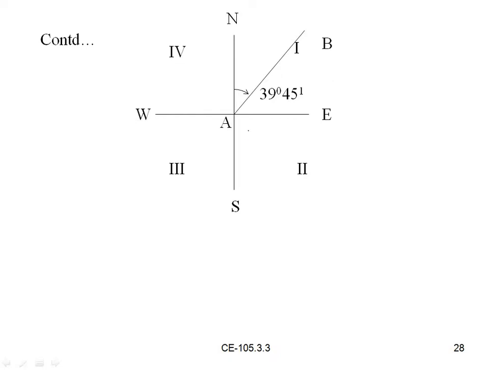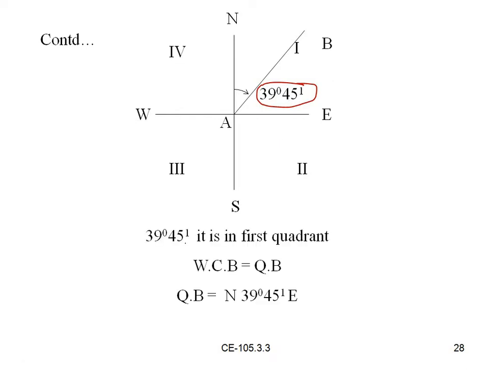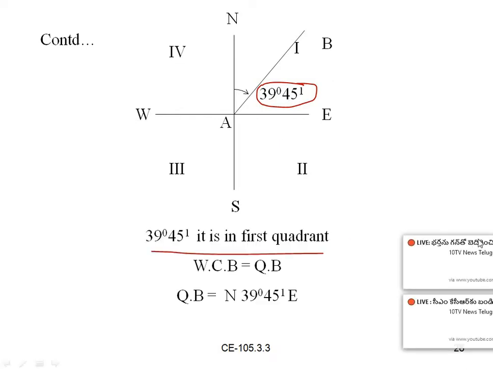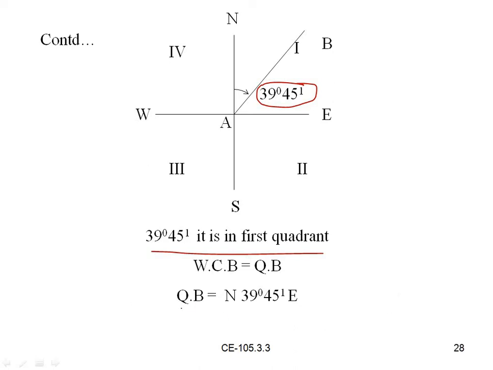So let us see another example. 39 degrees 45 minutes. It is in the first quadrant. So the quadrantal bearing is equal to north 39 degrees 45 minutes east, because whole circle bearing is equal to quadrantal bearing. So whenever the first quadrant comes, the value will be the same, only the direction will be added.